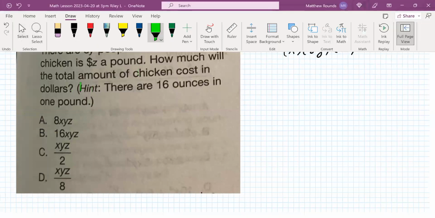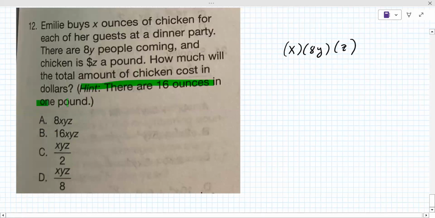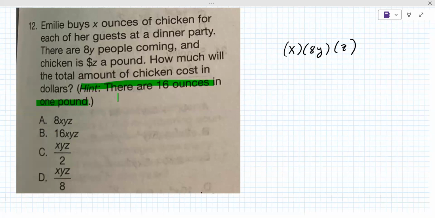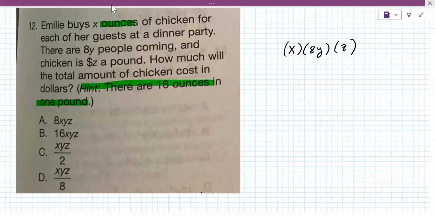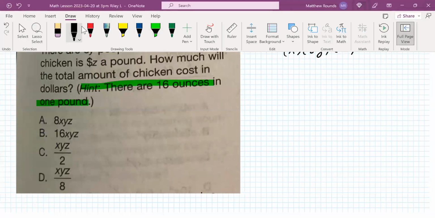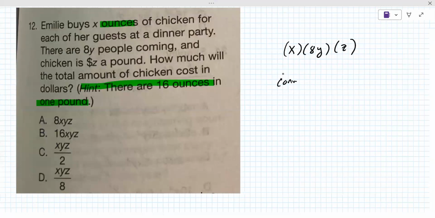There's 16. Would it be B because it's 16? Well, we've got to somehow account for the ounces and pounds, okay? Because your answer is in terms of ounces, and they want the price in terms of pounds. So how do you convert ounces to pounds?